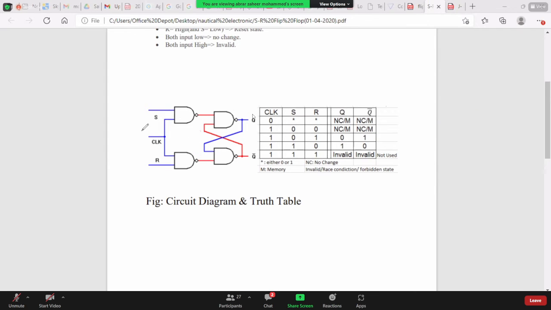See the next case when the clock is 1, S is 0 and R is 1. Again Q is 0 and Q bar is 1. So when S is 0 and clock is 1, the output here is 1. 1 into 1, output here is 0. This one will go here, 1 into 1, output here is 0. And this 0 will come here, 0 into 0, output here is 1. So in this case, Q is 0 and Q bar is 1. This is known as the reset state. Flip-flop is reset to 0.